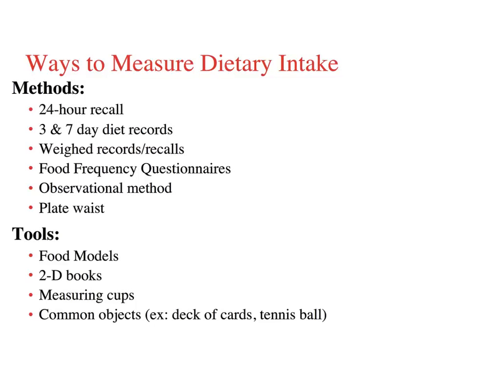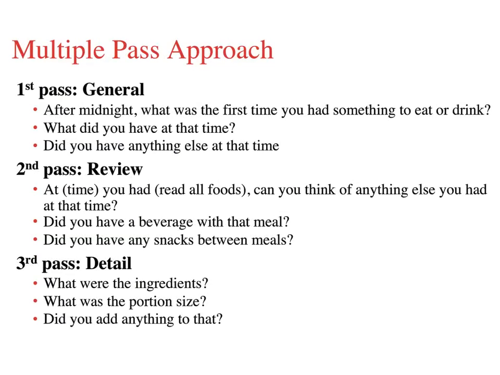We use food models a lot of times in research. These are basically fake plastic models of food. There's big 2D books that give you the actual serving sizes. Measuring cups. Sometimes we hand measuring cups out to our participants and have them estimate based on the amount that's in the cup or the serving size that we give them. Or you can also use common objects. For instance, a deck of cards equals 3 ounces of meat. A tennis ball is the size of a medium apple.